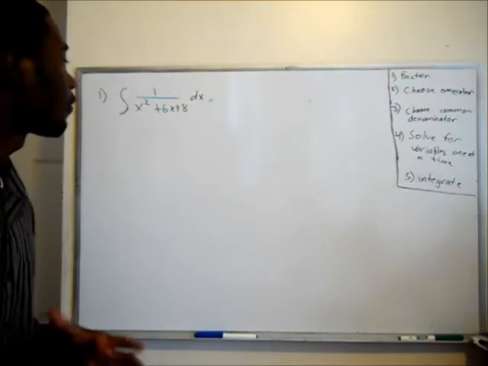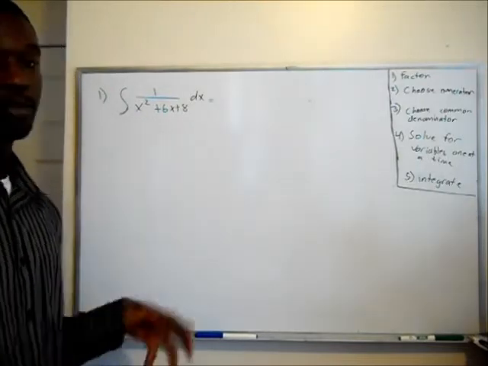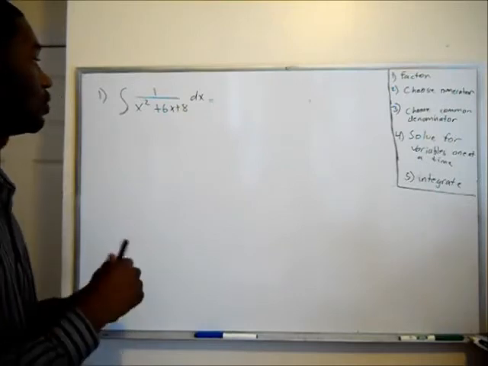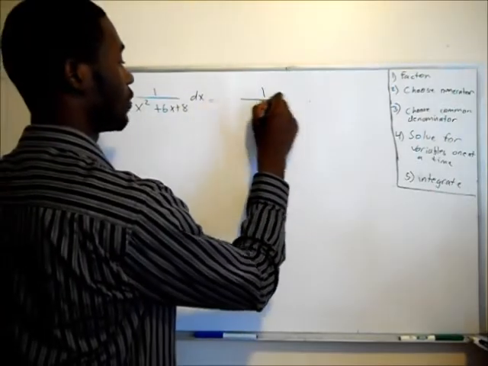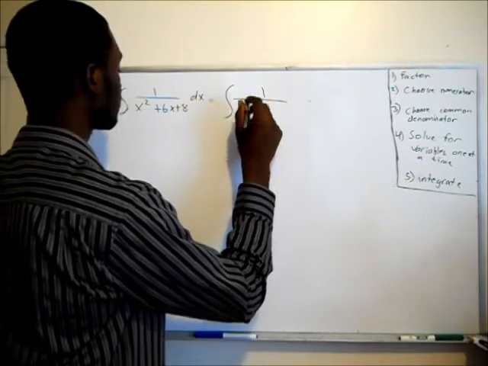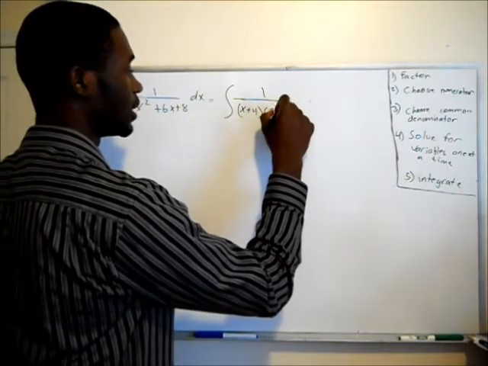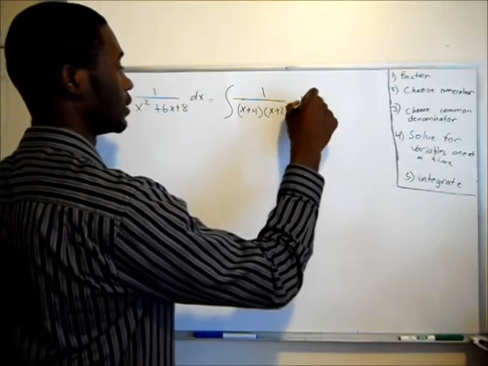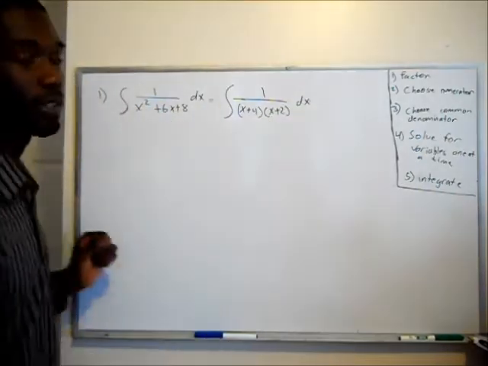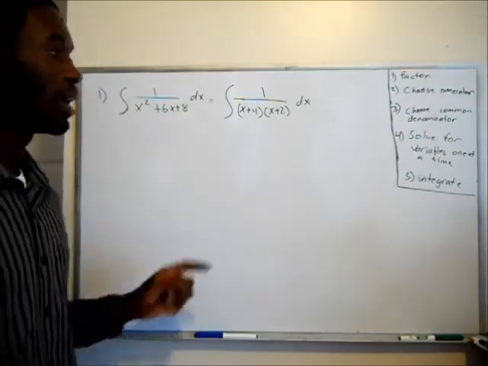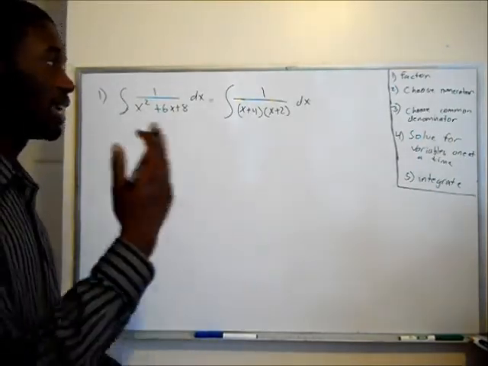For partial fractions, your denominator has to be something you can factor. So in this case, we can factor this. We're going to get x plus 4 and x plus 2. So that's the first step. We've just factored this, and that's a good step. But the only thing is they're still being multiplied. We're trying to get away from multiplication and have them being added up.